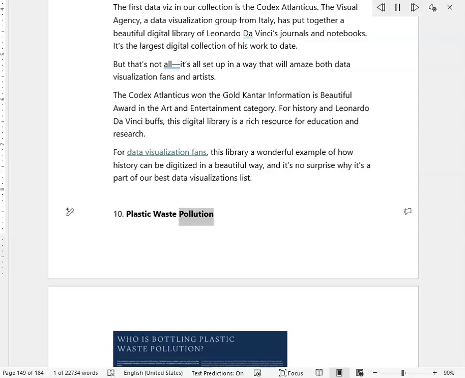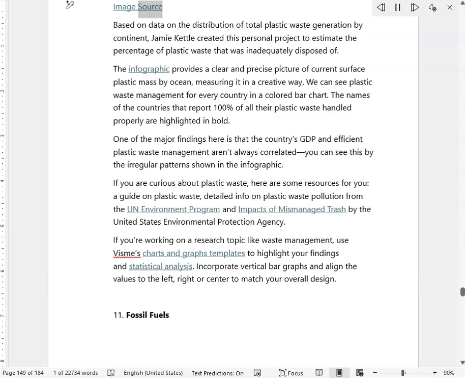10. Plastic waste pollution. Image source. Based on data on the distribution of total plastic waste generation by continent, Jamie Kettle created this personal project to estimate the percentage of plastic waste that was inadequately disposed of.